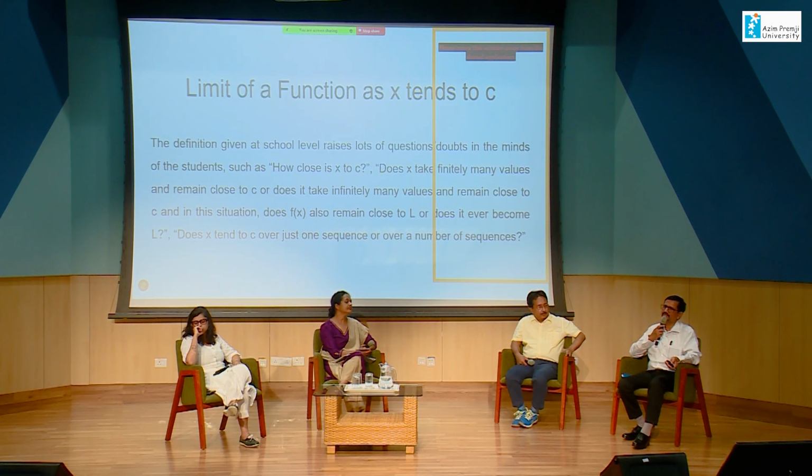The kind of definition that we give to the children for the limit of a function when x tends to c raises lots of doubts. You say that the limit of the function as x tends to c is the number L when f(x) tends to L whenever x tends to c.